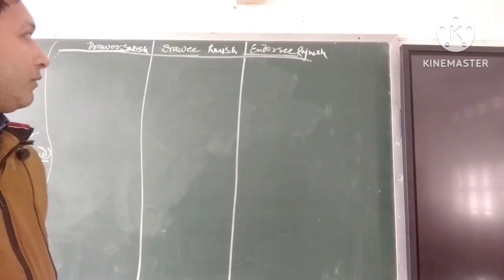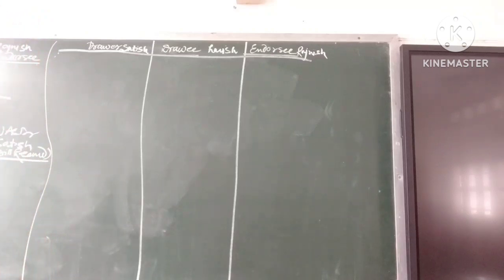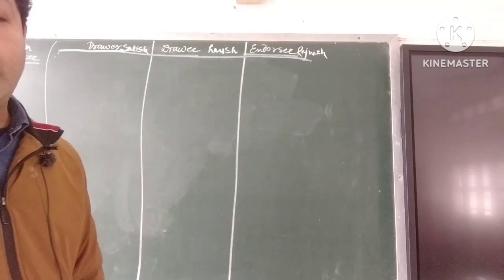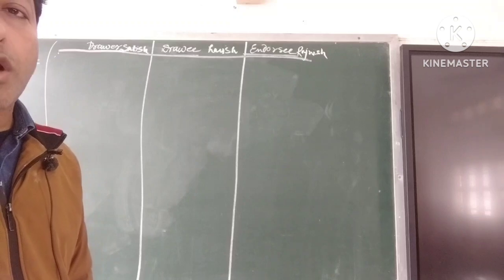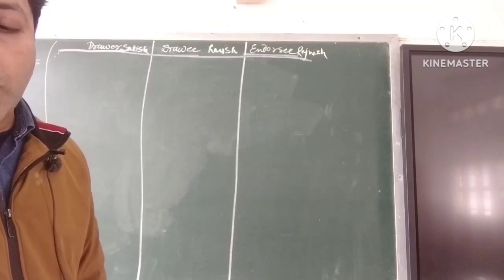The remaining part of the question, question number 19, three bills of exchange, the topic is three bills of exchange.